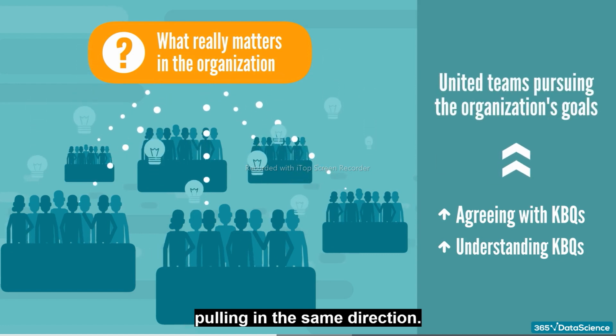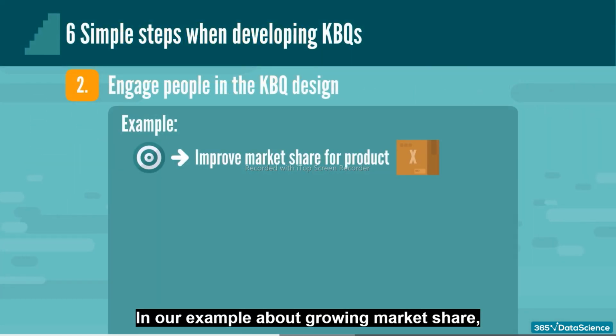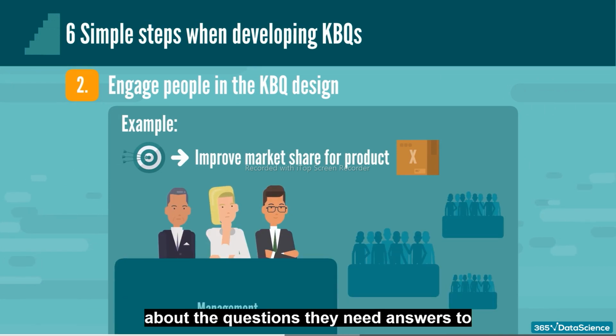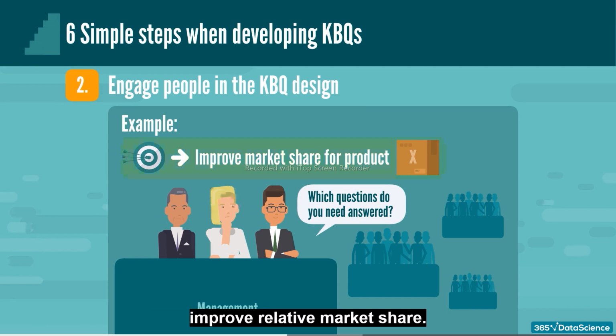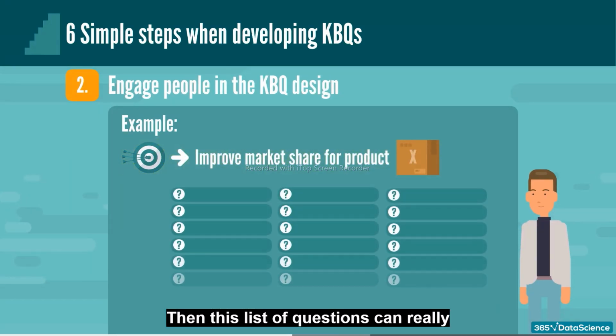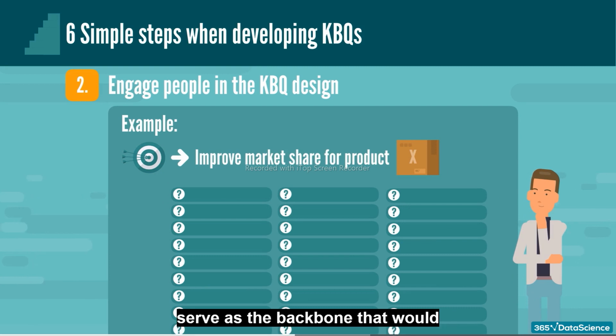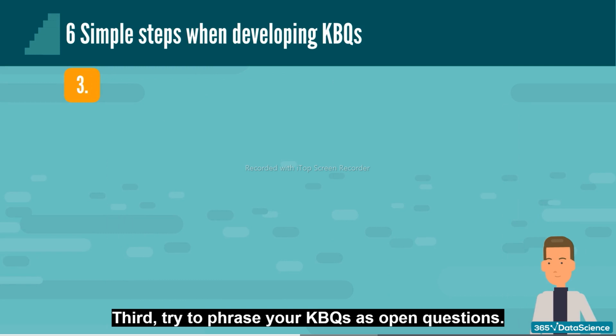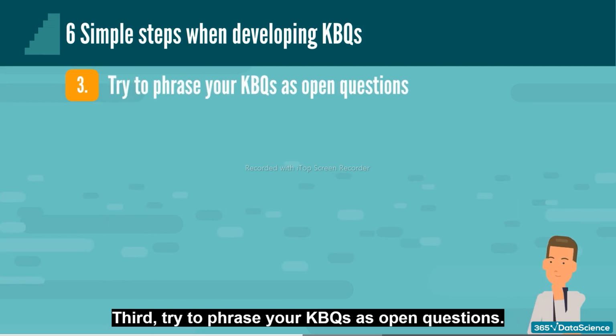In our example about growing market share, management could ask different functions in the company about the questions they need answers to improve relative market share. Then, this list of questions can really serve as the backbone that would allow you to define the questions that need to be answered. Third, try to phrase your KBQs as open questions.